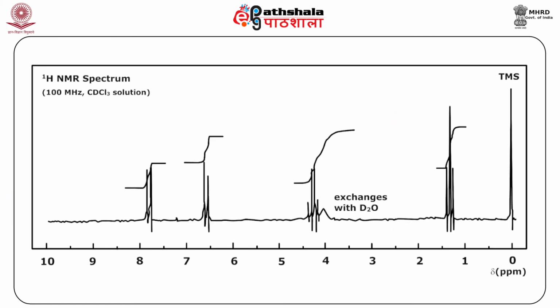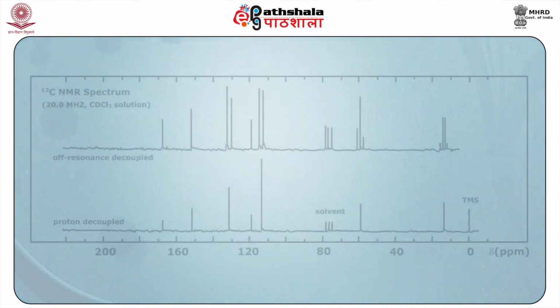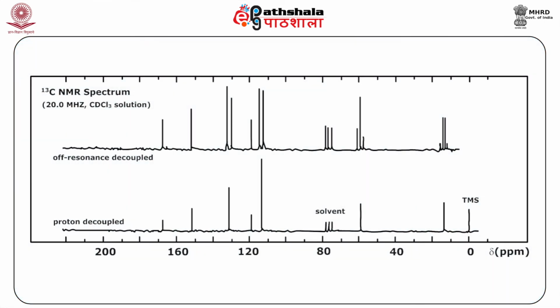The triplet and the quartet pattern is due to the presence of an ethyl group, which we have been seeing repetitively again and again in various questions, and the downfield shift of CH2 at 4.3 ppm indicates that it must be attached to a heteroatom. So this is possibly an OCH2CH3 group. Carbon-13 NMR spectrum shows the presence of 7 types of carbons in a molecule.